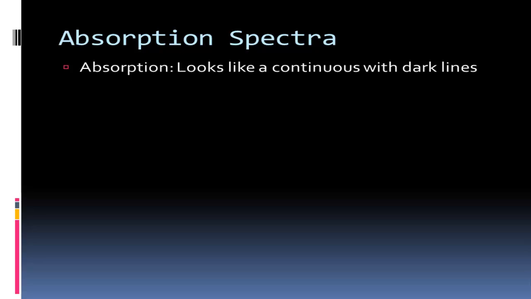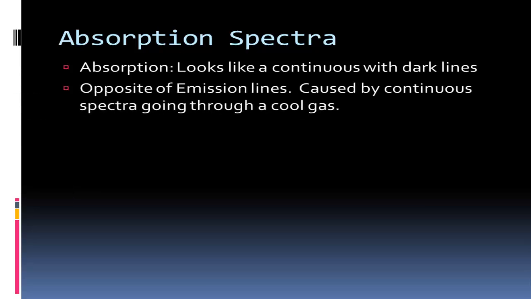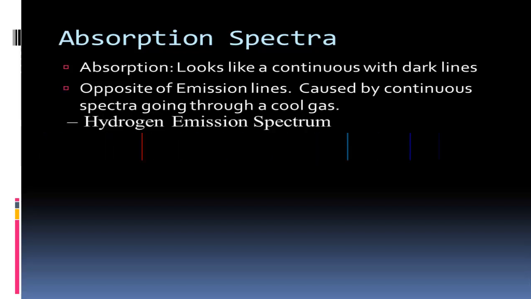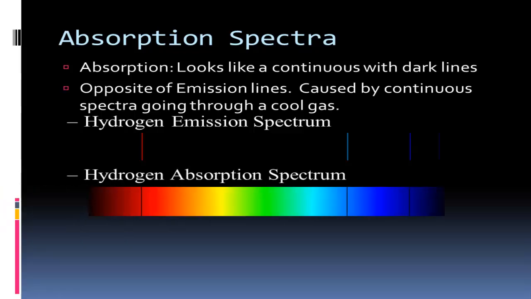All right, absorption spectrum. It kind of looks like a continuous spectrum, but it's got dark lines in it. And those dark lines are the complete opposite of the emission spectrum. These are caused when you shine light through a low density cool gas. It acts like a filter. If you've ever worn lenses that filter out certain kinds of light, that's basically how an absorption spectrum is produced. So for example, let me show you what one looks like. Here's the emission spectrum of hydrogen, and here's the opposite, the absorption spectrum. Complete opposite.